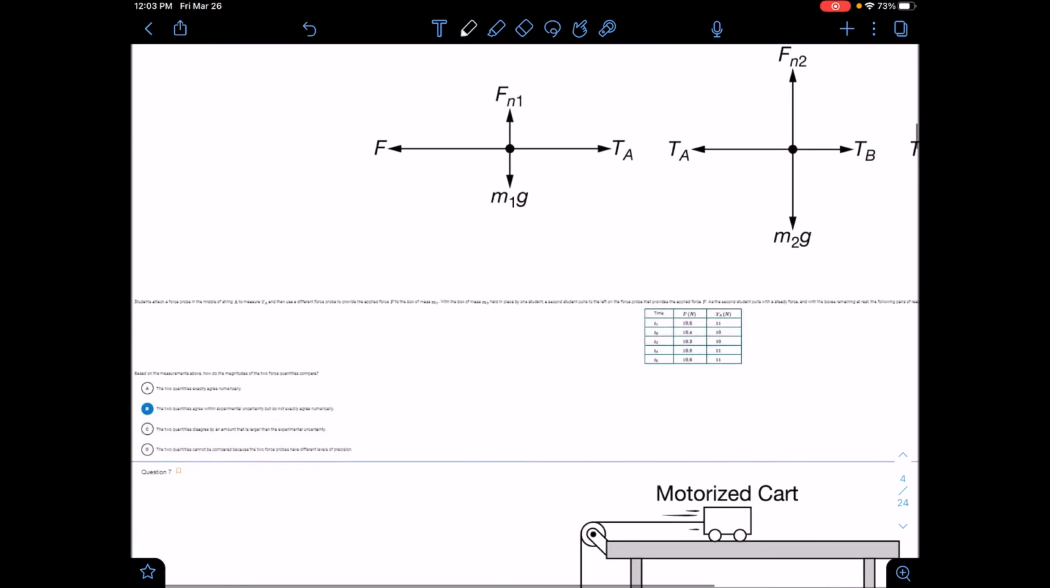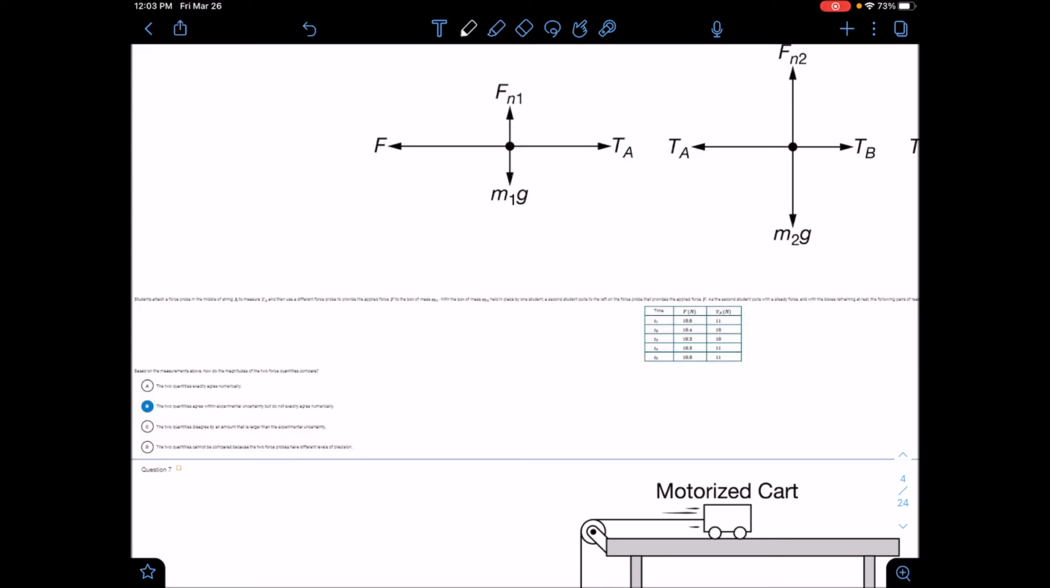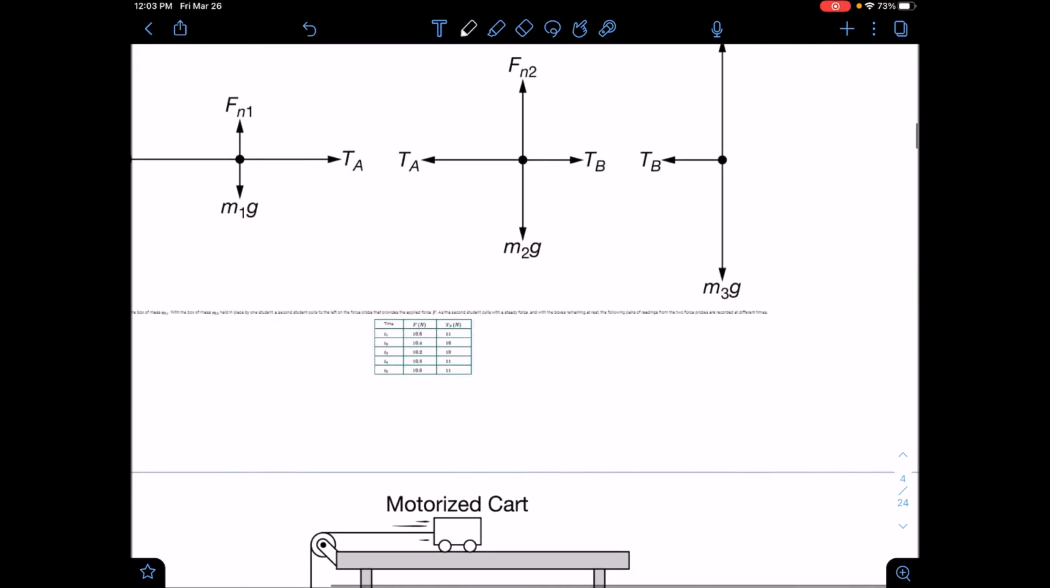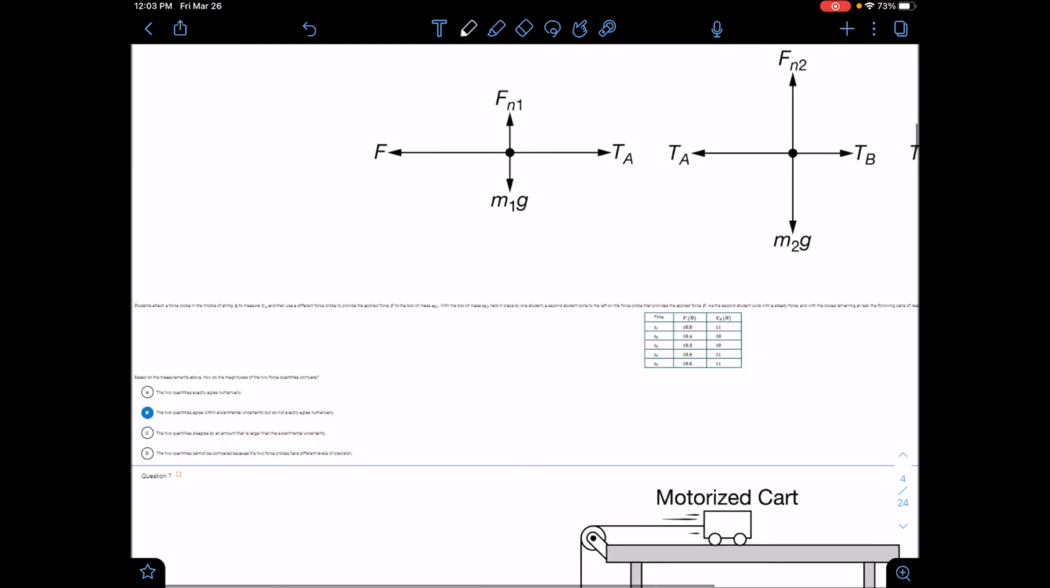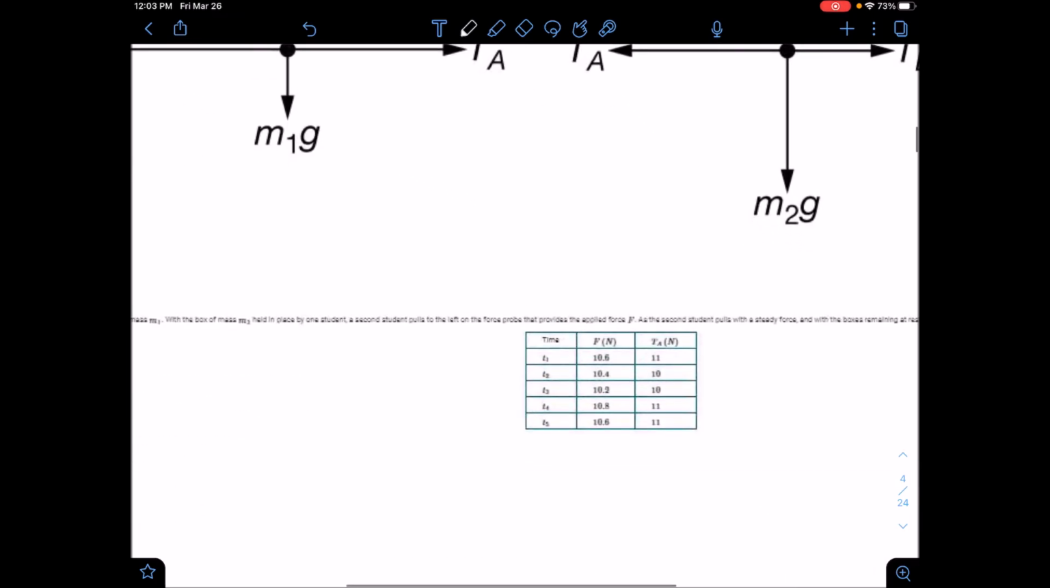All right. Students attach a force probe in the middle of string A to measure tension A, then use a different force probe to provide the applied force on the box of mass M1. With the box of mass M3 held in place by one student, a second student pulls to the left on the force probe that provides the applied force F. As the student pulls a steady force and with the boxes remaining at rest, the following pairs of readings from the two force probes are recorded at different times. So let's take a look at our data. What is our data saying?